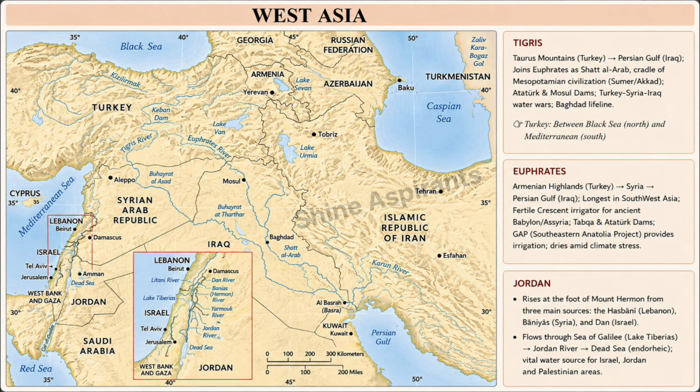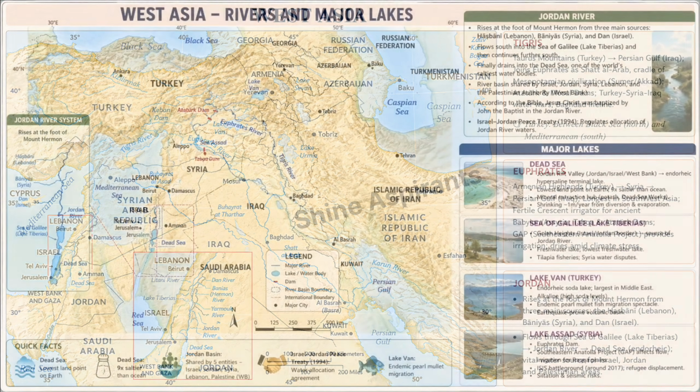Euphrates River. Origin, Armenian Highlands, Turkey, Syria, Persian Gulf, Iraq. Key facts. Longest river in Southwest Asia. Fertile Crescent irrigator, ancient Babylon and Assyria. Tabqa Dam and Ataturk Dam on Euphrates. GAP, Southeastern Anatolia Project, Turkey's controversial dam project, flashpoint with Syria and Iraq. Drying amid climate stress.